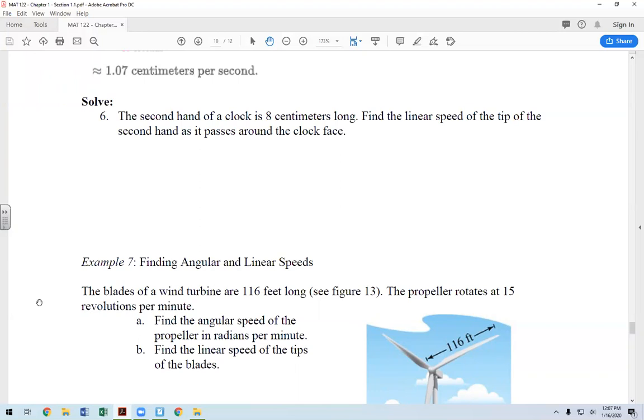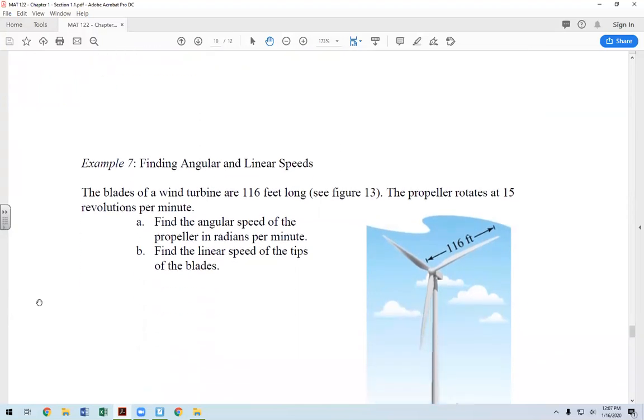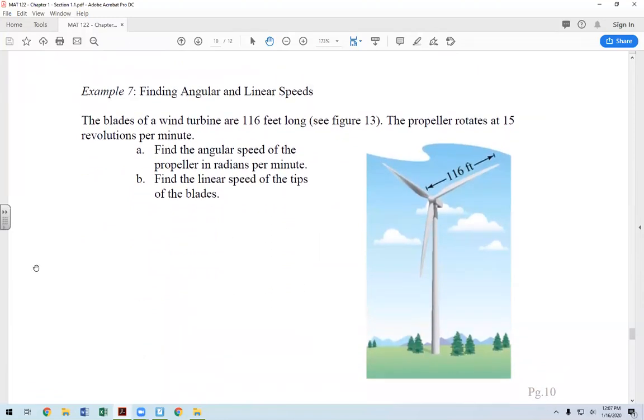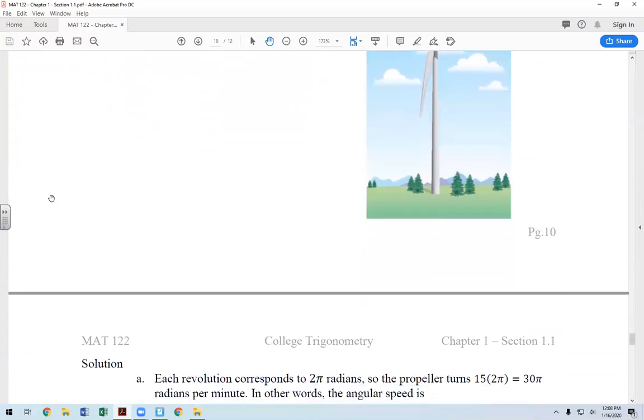We're okay? All right, another example, again, using our angular and linear speeds. This time we're looking at a wind turbine. So they're again telling us that the blades of the turbine are 116 feet long. The propeller rotates at 15 revolutions per minute. So they are asking us to find the angular speed of the propeller in radians per minute and also asking us to find the linear speed of the tip of the blades. So let's take a look at this.